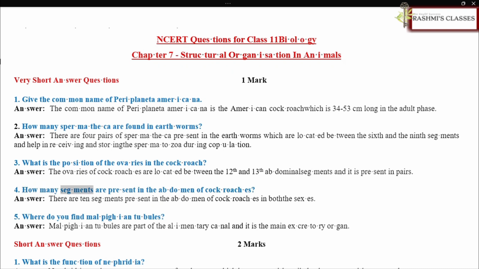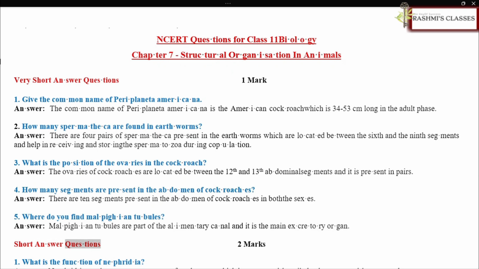How many segments are present in the abdomen of cockroaches? Answer. There are 10 segments present in the abdomen of cockroaches in both the sexes. Where do you find Malpighian tubules? Answer. Malpighian tubules are part of the alimentary canal, and it is the main excretory organ.